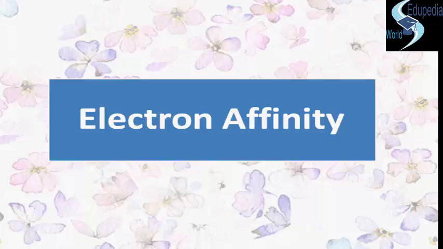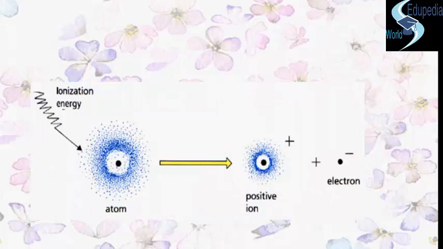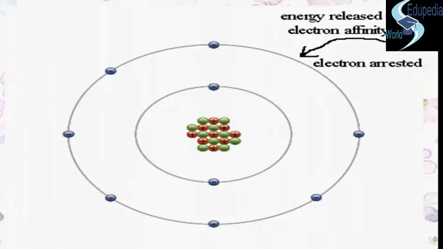Friends, as we have already discussed, ionization energy is the energy required to remove an electron from a neutral atom of an element. As to remove an electron from an atom, energy is required, the reverse is also true. That is, when an extra electron is added to an atom, then energy is given out. And by taking an extra electron, the atom is converted into a negative ion. We call it an anion.